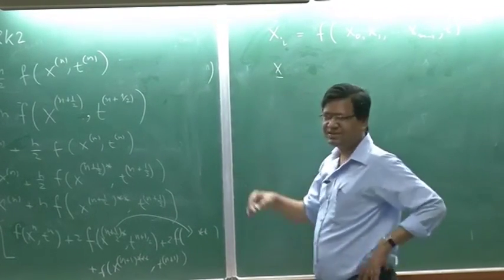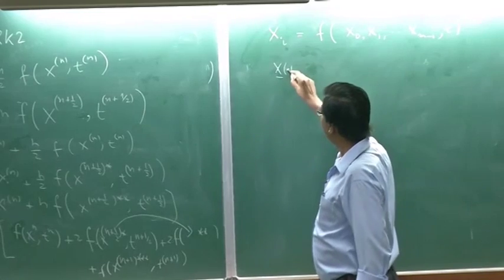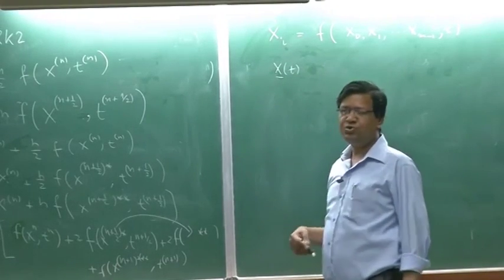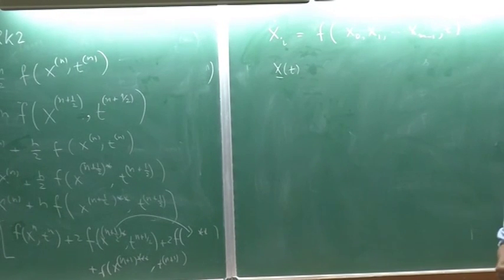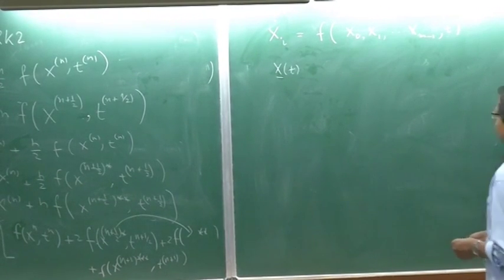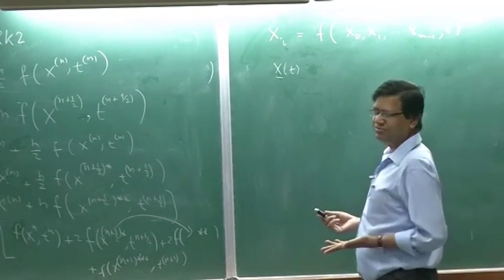So given vector x at time t, I can compute vector x at t plus delta t, or t plus h. You can apply the same scheme. You can choose one of them and you can apply it. So let us do an example.